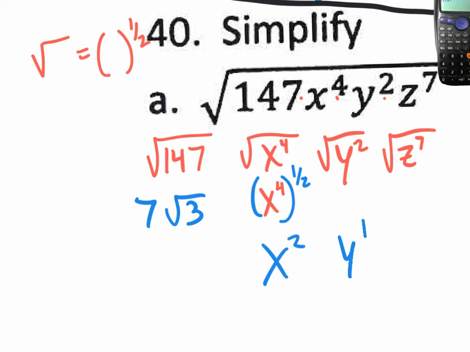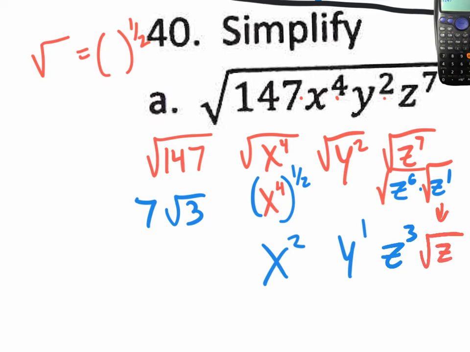Now the last one is not an even power. And square roots are all about, if you don't have what you want, could you change it with multiplication to get what you want? And the answer is yes. I could change the z to the 7th to a z to the 6th times z to the 1. That way, when I split it, I could actually do the square root of z to the 6th. What is the square root of z to the 6th? Z to the 3rd power. And we still have the square root of z to the 1. I'm just going to put the square root of z.